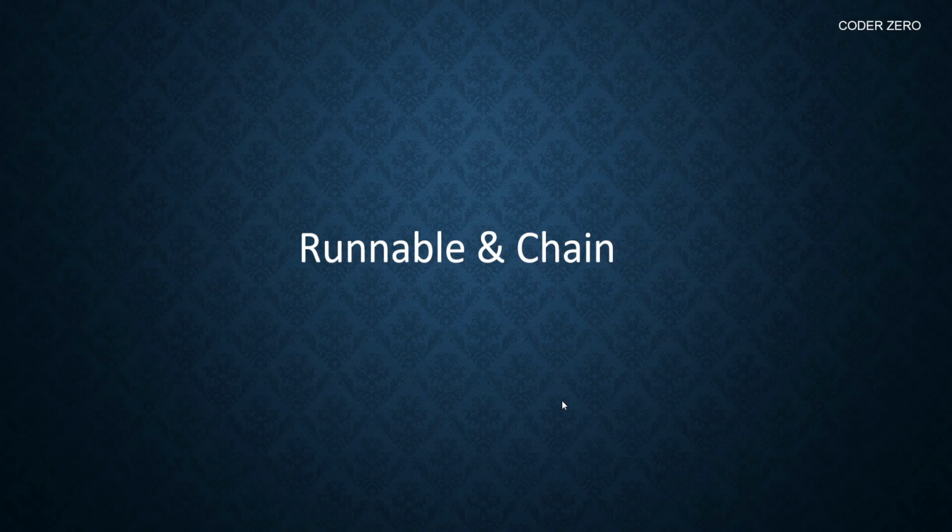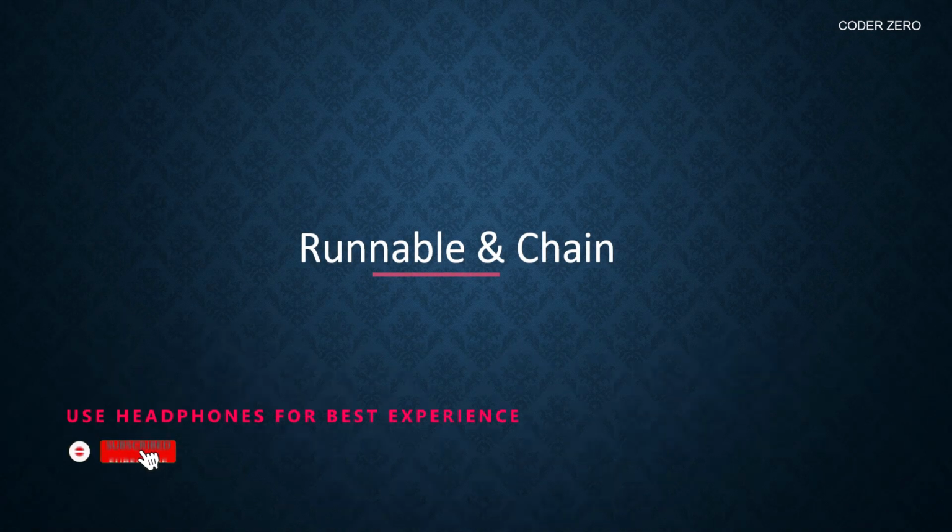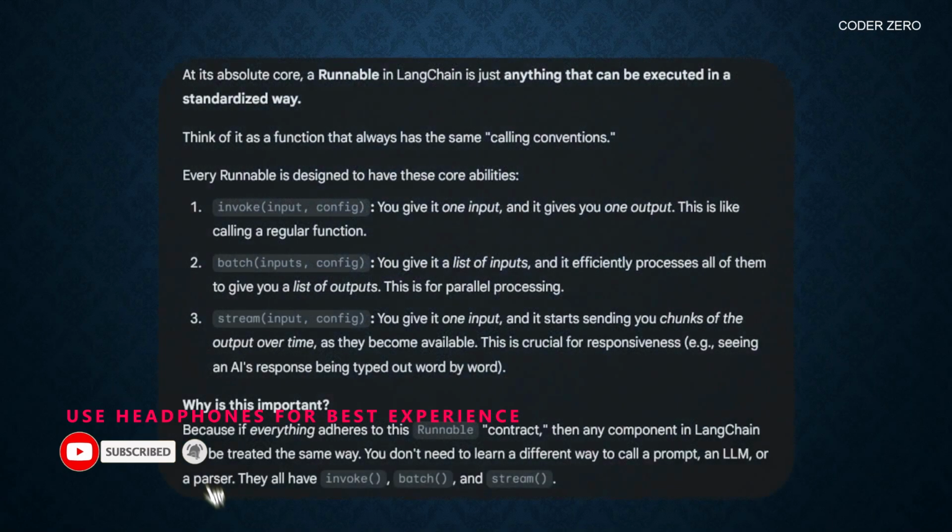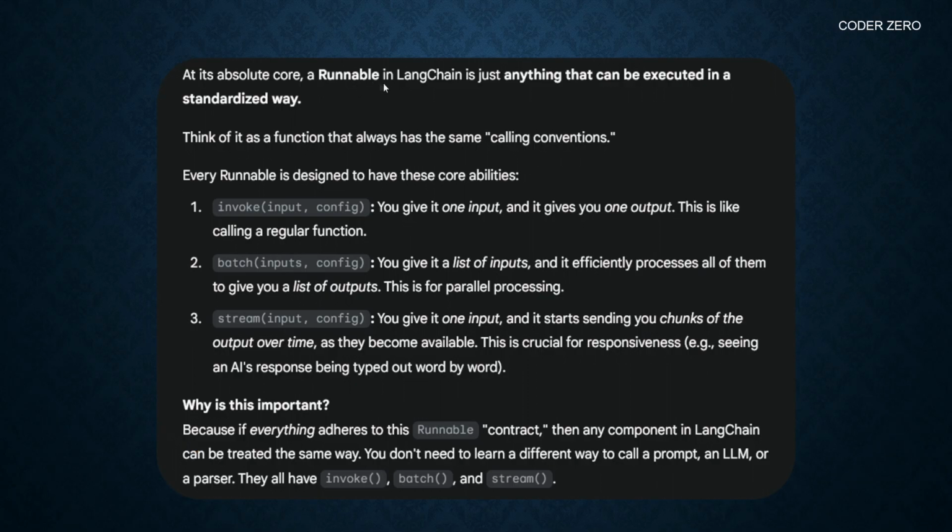Today we'll be talking about runnables and chains in LangChain. Now what is a runnable? At its absolute core, a runnable in LangChain is just anything that can be executed in a standardized way. Think of it as a function that always has the same calling conventions. For example, every runnable is designed to have these core abilities.